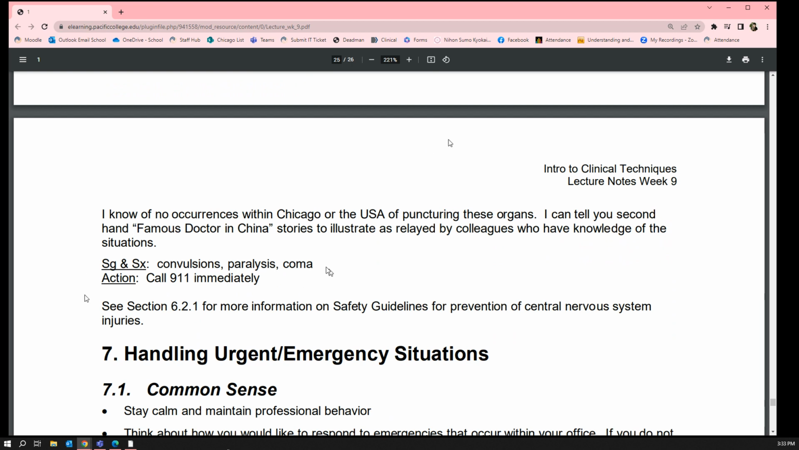Possible signs and symptoms: if you suspect convulsions, paralysis, coma, this is immediately an emergency situation, and you will know that it is immediately an emergency situation. Call 911 immediately. Keep the person as still as you can.